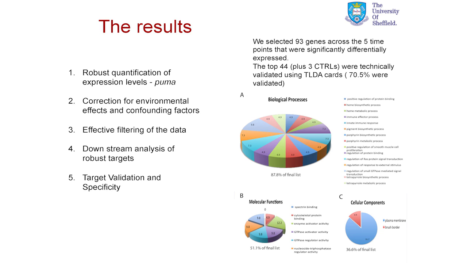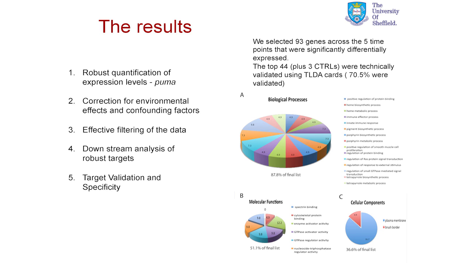So we did the quantification of the expression values, we corrected for the confounding factor, we filtered the data, we did all the downstream targets, and then there was some validation. We ended up with 93 genes across the 5 time points, and then we used a different method, real-time PCR with TaqMan cards, to validate only 44 of these, which were chosen to match the patients and their clinical parameters. This was to minimize as much as we could the interference of the environment, of the background of the patients. And we did some functional annotation.